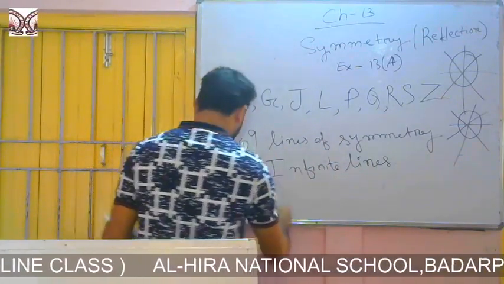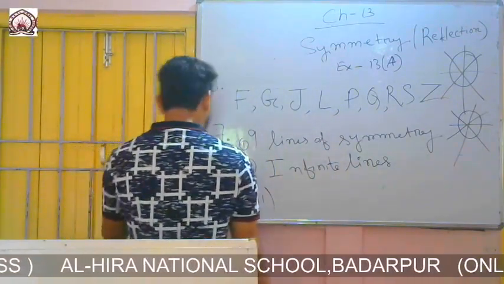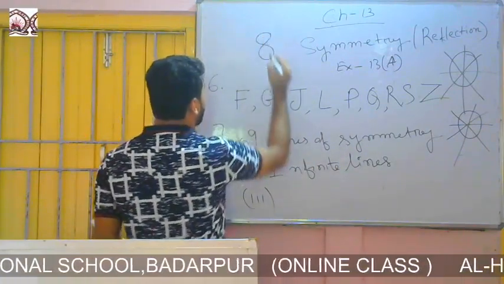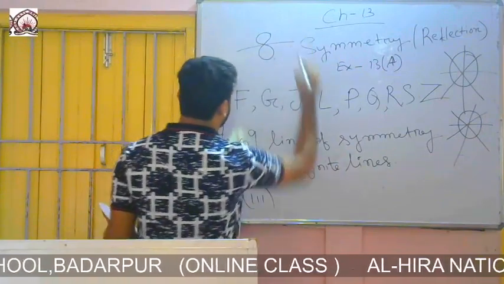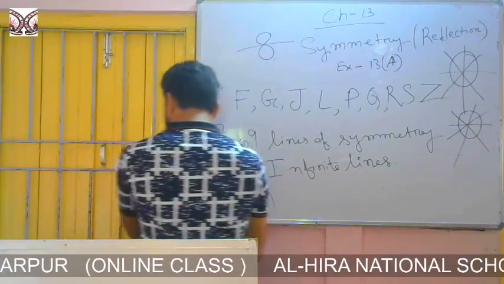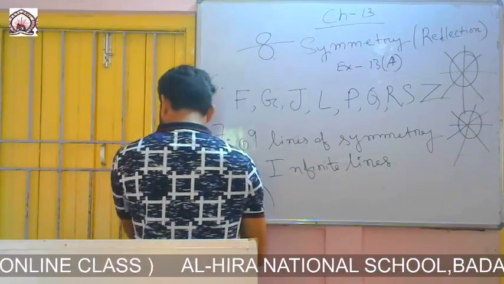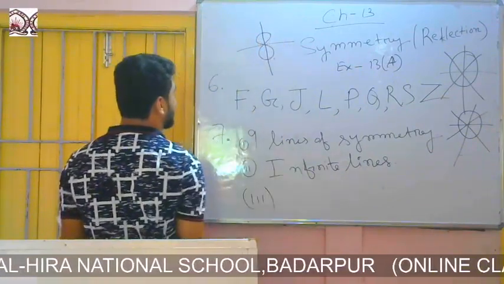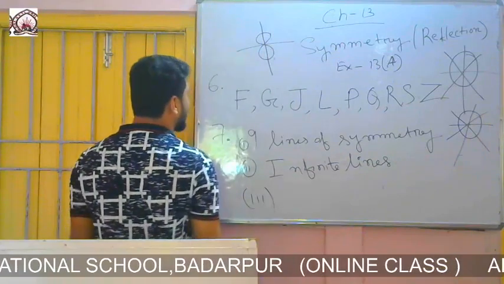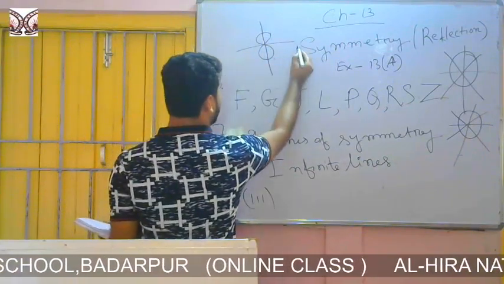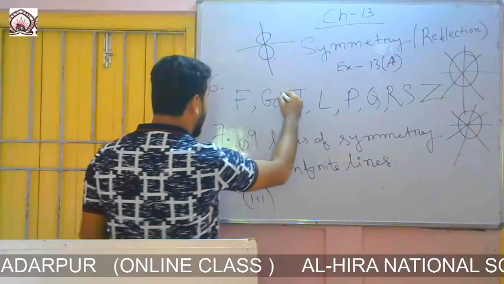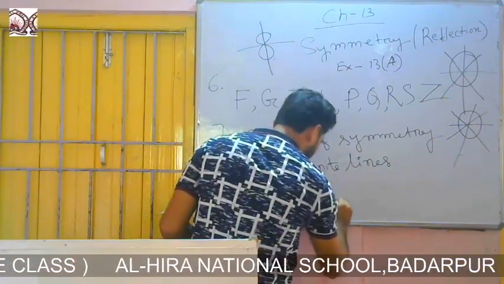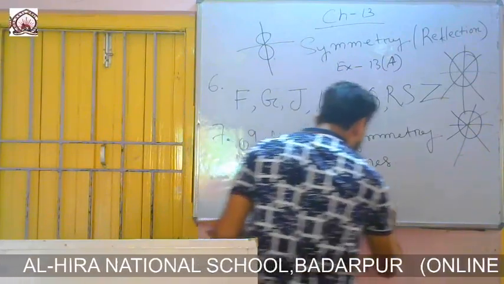The digit 8, suppose this is 8, so I can divide like this. Then I can divide only what? I can divide like this and also like this. That means two lines of symmetry I can draw, one horizontally, one vertically. Okay, then two lines of symmetry, right?